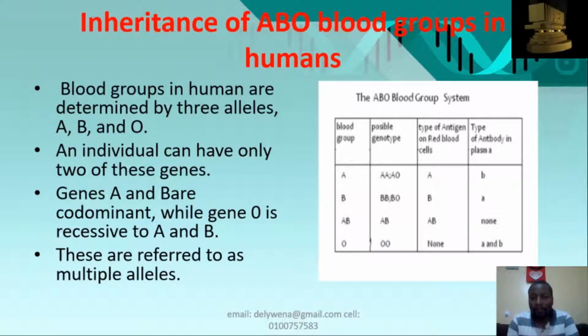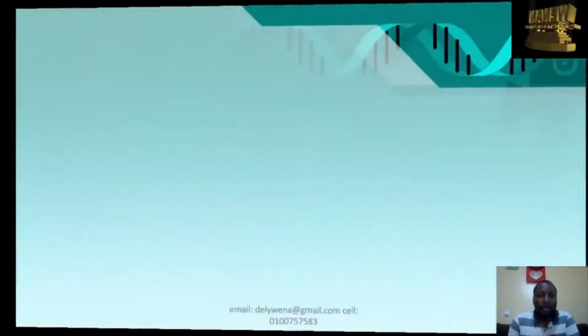Blood group B, the possible genotypes are BB and BO, and the type of antigen on the red blood cell is B. The type of antibody in the plasma is A. Then blood group AB, the possible genotype is AB, the type of antigen on the red blood cell is AB, and the type of antibody in plasma is none. Then blood group O, the possible genotype is OO, the type of antigen on the red blood cell is none. Then they have both antibodies A and B.